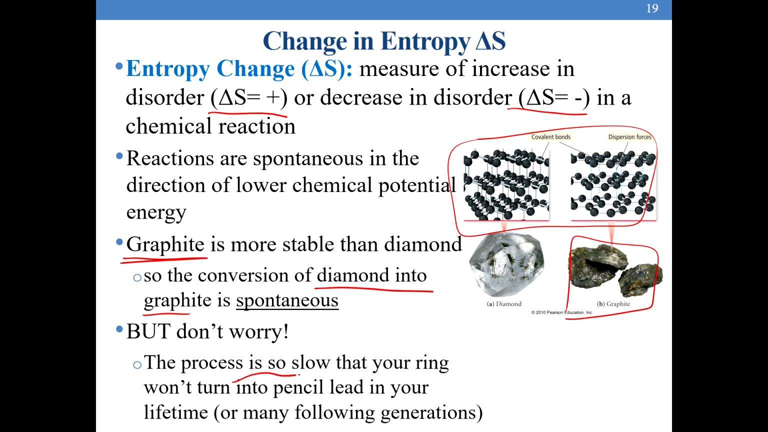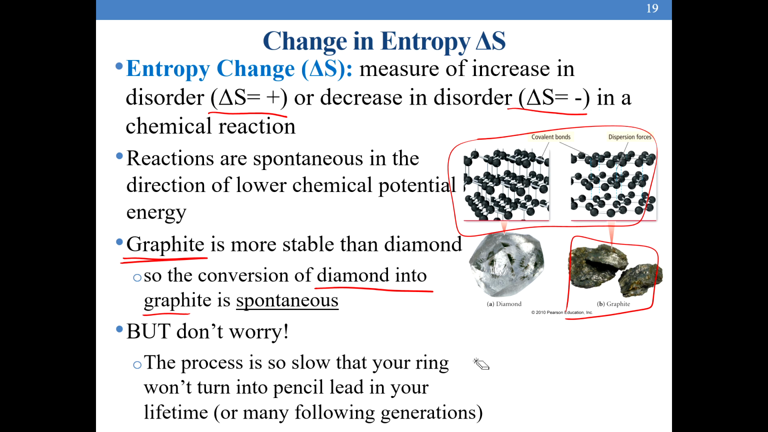However, the process is really, really slow. So if you have a ring with a diamond in it, it's not going to turn into pencil lead in your lifetime or even several generations. It's a very, very slow process. But technically, it is more stable and spontaneous to occur as graphite than as diamond.